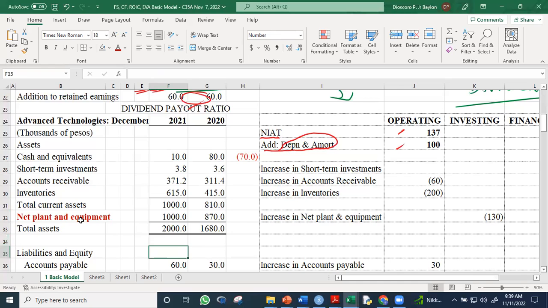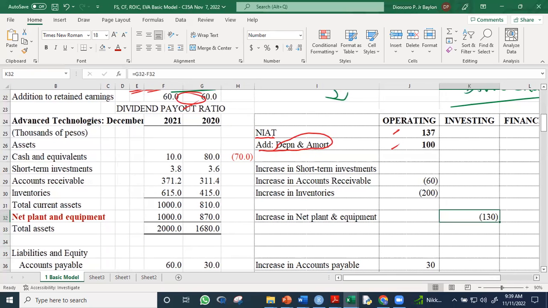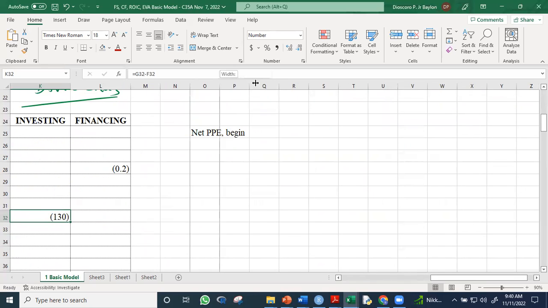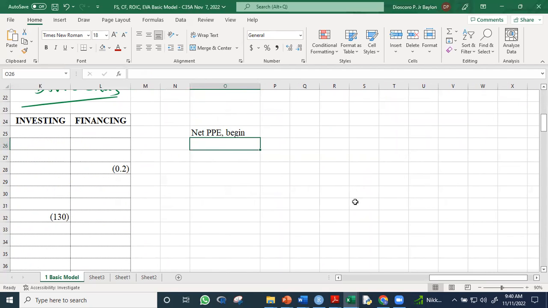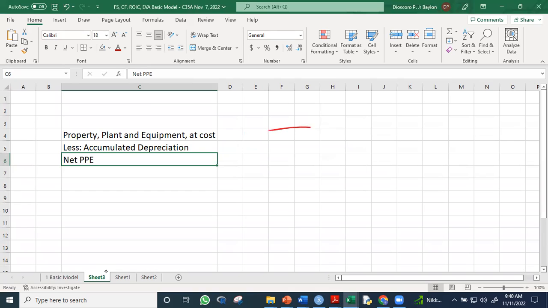But here, what we're given is the net property, plant, and equipment. So that's why it's giving us the wrong answer. This is not what was invested. Okay, so let's trace what was invested. So let's do an accounting method here. What will affect your, if you recall, class, from your accounting, we'll just make use of the account here, net PPE. So this is the beginning value, right? And what will change your net PPE?